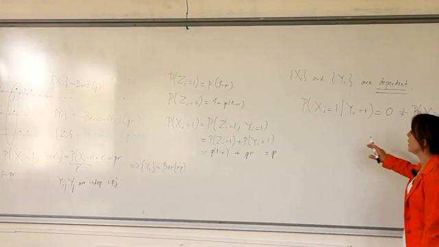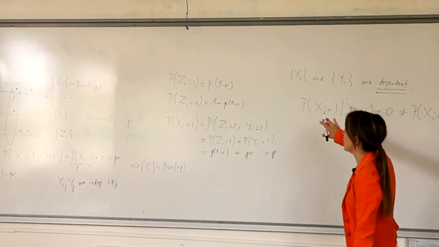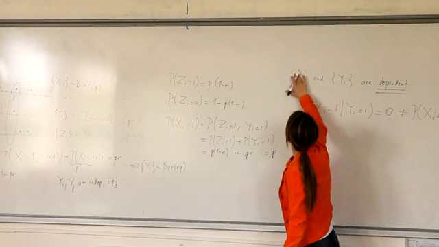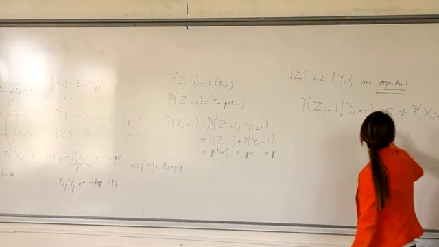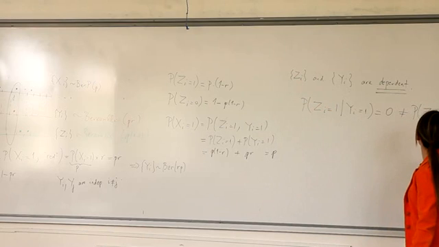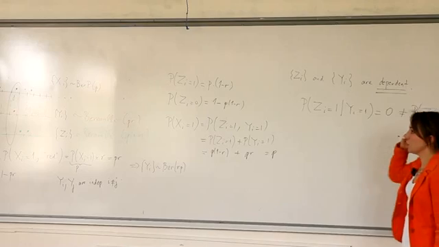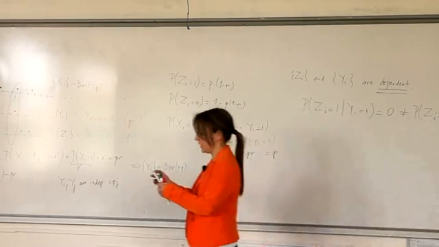Or sorry, I should have used z sub i and y sub i. I'm sorry. Let's replace the x's by z's, and p times 1 minus r. Okay, so the split processes are dependent.